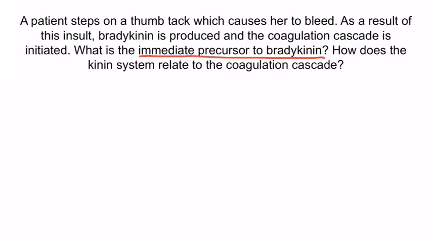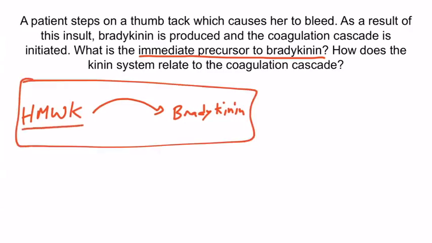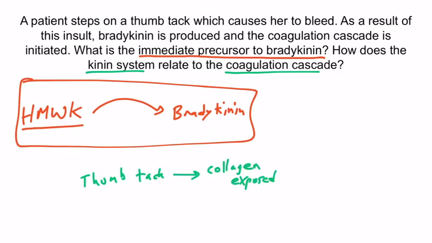Well, recall that high molecular weight kininogen, HMWK, gets converted to bradykinin. So that answers the first part of the question. High molecular weight kininogen is the immediate precursor. Now let's answer the second part of the question. How does the kinin system relate to the coagulation cascade? Well, taking this patient as an example, she stepped on a thumbtack, which damaged the endothelial wall, exposing interstitial collagen to the bloodstream. And this led to the formation of activated factor 12, or factor 12A.